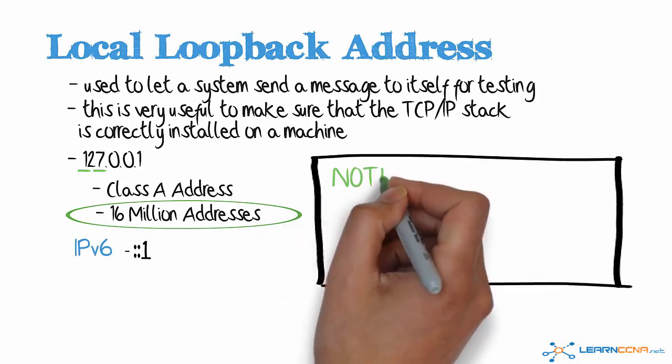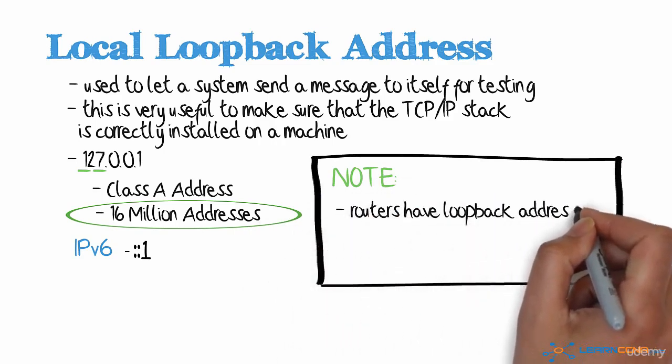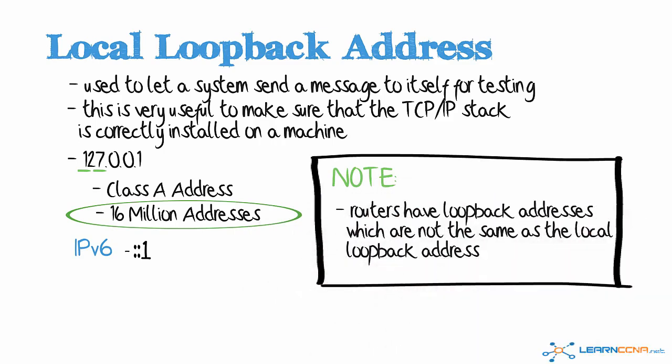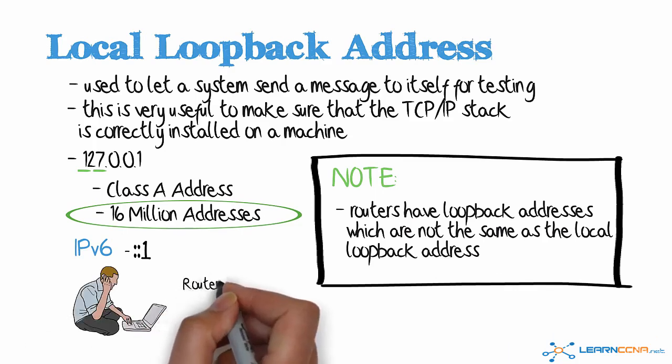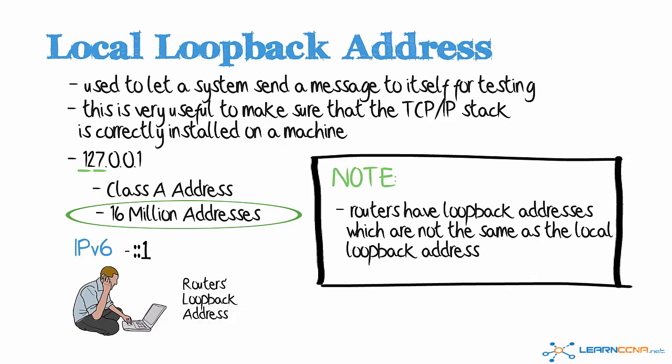Please also note that routers and switches also have loopback addresses, and that's not the same concept as the loopback address that we're discussing here. So be aware that in the field, or in the real world, engineers will often refer to a router's loopback address, and that's not the same as what we're discussing here. You've got the local loopback, which is the Class A address, 127.0.0.1, but routers and switches can also be configured with valid IP addresses on what's called a loopback interface.